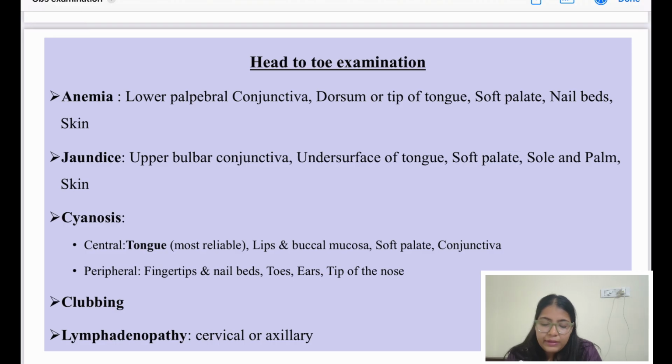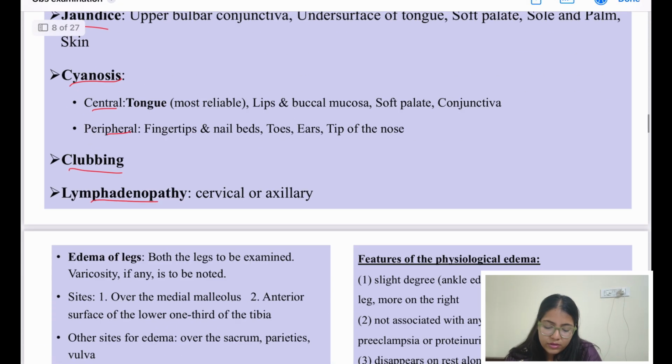In the head-to-toe examination, questions can be like where to look for anemia, as they ask you in medicine and surgery also. Lower palpebral conjunctiva, dorsum or tip of the tongue, soft palate, nail bed and skin, like the palms. Then where to look for jaundice, where to look for cyanosis, central cyanosis and peripheral cyanosis, and where clubbing is. We also check for lymphadenopathy. So we look for cervical, then axillary and then inguinal lymph nodes.